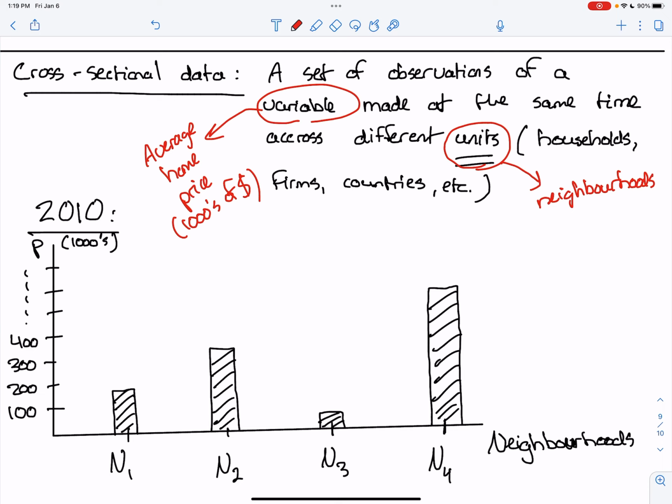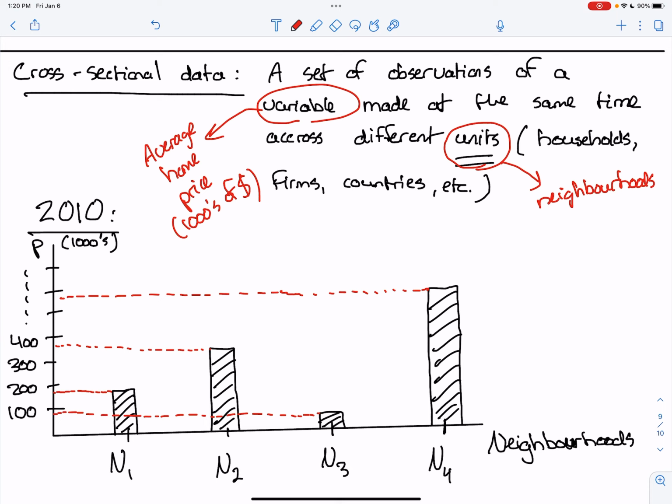Now, looking at this graph, you could say, okay, the approximate average home price in the year 2010 in neighborhood 1 is just under $200,000. For neighborhood 2, it would be a little bit under 400,000, maybe 375,000. In neighborhood 3, let's call that 80,000. And then in neighborhood 4, it's quite a bit higher, so that would be just under, well, maybe 560,000, 570,000, something like that.